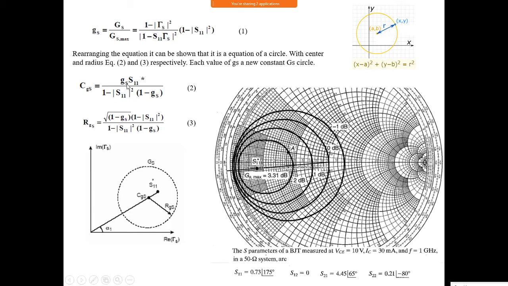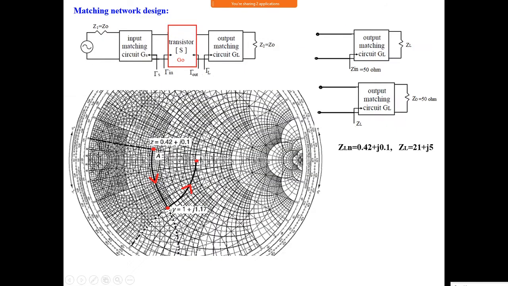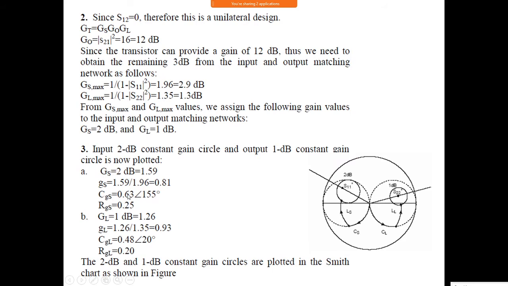And GS, we know what GS is: GS divided by GS maximum. We know GS is 2 dB, we want. GS maximum also we know. Take the ratio, that is GS here. Substitute all those values here, we will be getting this CGS. Similarly, you substitute the S11 in this equation, we will be getting the RGS. So after substitution, these are the values: 0.63 at an angle of 155, and RGS is a real number. So the radius is real, it's 0.25.